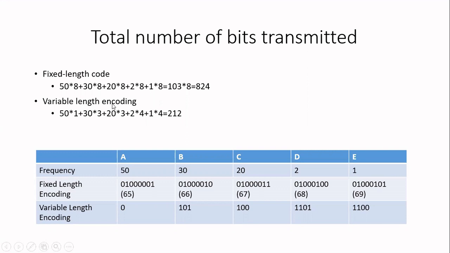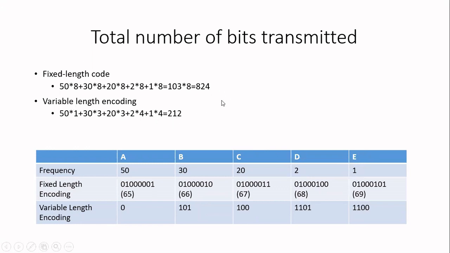Suppose I go for variable length encoding. Let us see how many bits are required to send the message. According to this encoding scheme, A is appearing 50 times, and for sending A I am using only 1 bit, so 50 multiplied by 1. Then for B, 30 multiplied by 3 bits. Then for C, it is again 3 bits, so 20 multiplied by 3. Then for D, we are sending 4 bits, so 2 multiplied by 4. For E, again 4 bits, and the frequency is 1, so 1 multiplied by 4. So the total number of bits you will send when you use variable length encoding is 212.